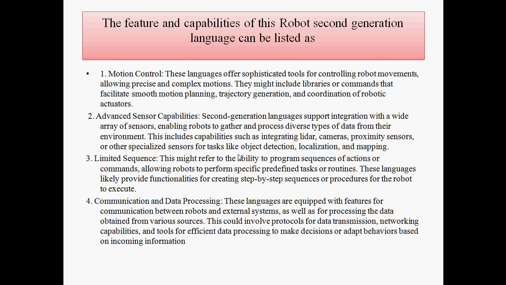Secondly, advanced sensor capabilities. It integrates with a wide array of sensors and gathers data, and we can identify the data types, and in that environment we are making decisions. The sensor capabilities include lidar sensors, cameras, proximity sensors and other specialized sensors for object detection, as well as localization and mapping. So this is possible by the advanced sensor capabilities added in the second generation language.